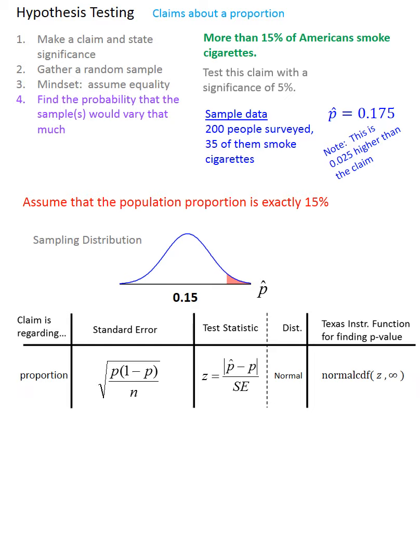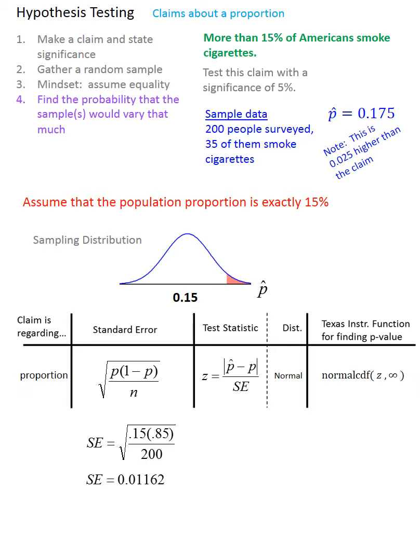Essentially, these are the formulas you'll need, so let's go through them in this case. First, our standard error. Notice I got 15% from the assumed percent of smokers, 85% from the percentage of people who don't smoke under our assumption, and 200, you'll notice, is my sample size. So the standard error in this case turns out to be about 1%.